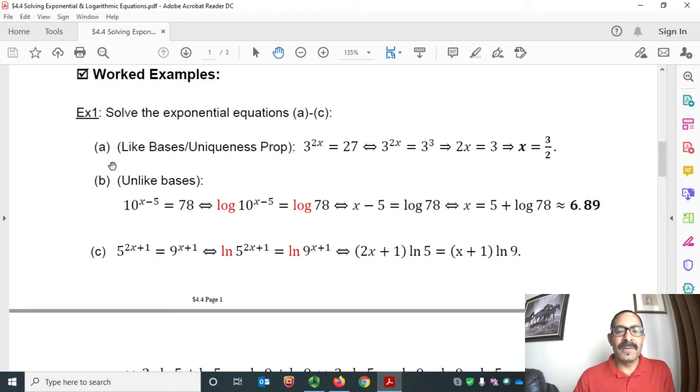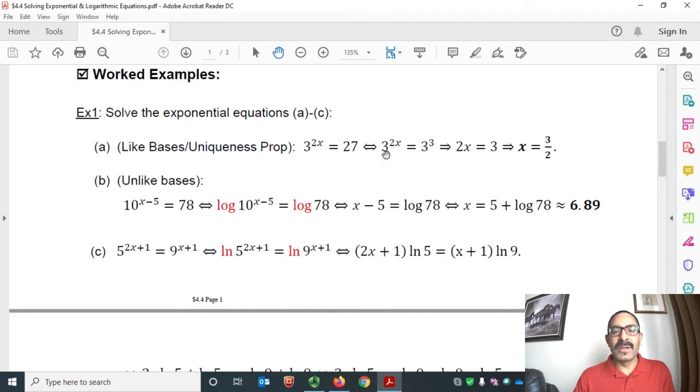So part A, the given exponential equation is 3 raised to the power 2x equals 27. So on my left side, these are exponential functions. Let's rewrite 27 in terms of exponentials. That is, we can rewrite 27 equals 3 raised to the power 3.